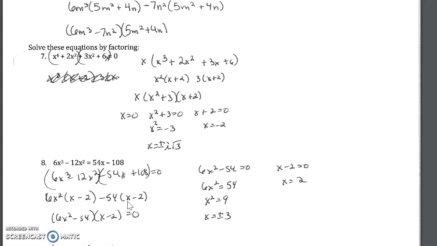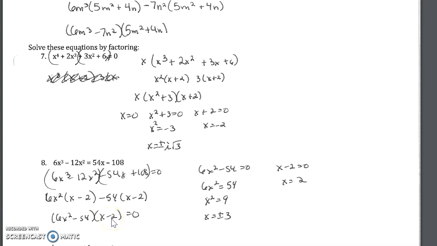That is also a possibility. It depends on whether you noticed or not. But you could have taken, I think it's a 6 out from the beginning. If you noticed that, you could do that, and you'd have smaller numbers to work with. 6x squared is your GCF from your first set of parentheses. Negative 54 is your GCF from your second set of parentheses. So you have 6x squared minus 54 and x squared minus 2.